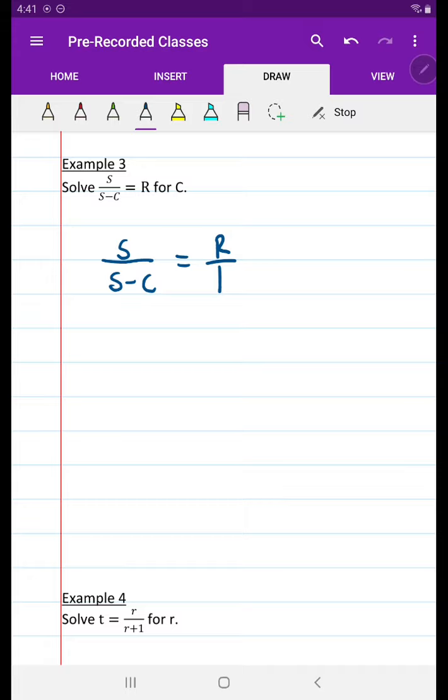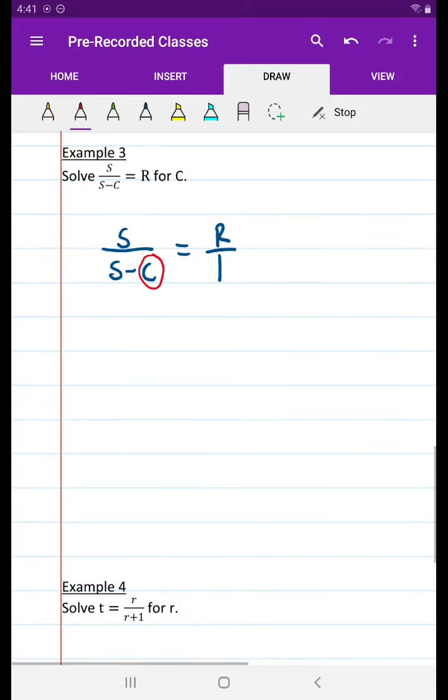So what we have here, we want to get c by itself, and c is locked up in the denominator of the left side. One way that we could get that by itself is we could cross multiply on both sides. When we cross multiply an equation with fractions, we get rid of our denominators, and we just have one equation to solve. So I'm going to do that.